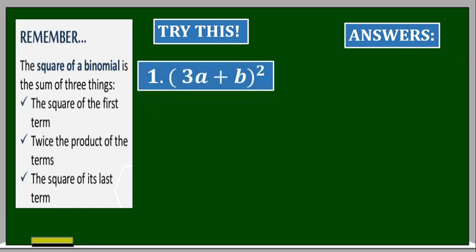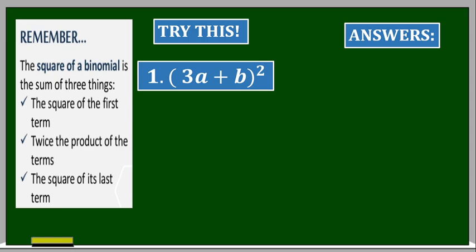Number 1, the first term is 3a. You square the first term, sabi niya doon sa ating process. 3a, both these are raised to the second power. 3 times 3 is 9, and then we have a squared, so we have 9a squared.